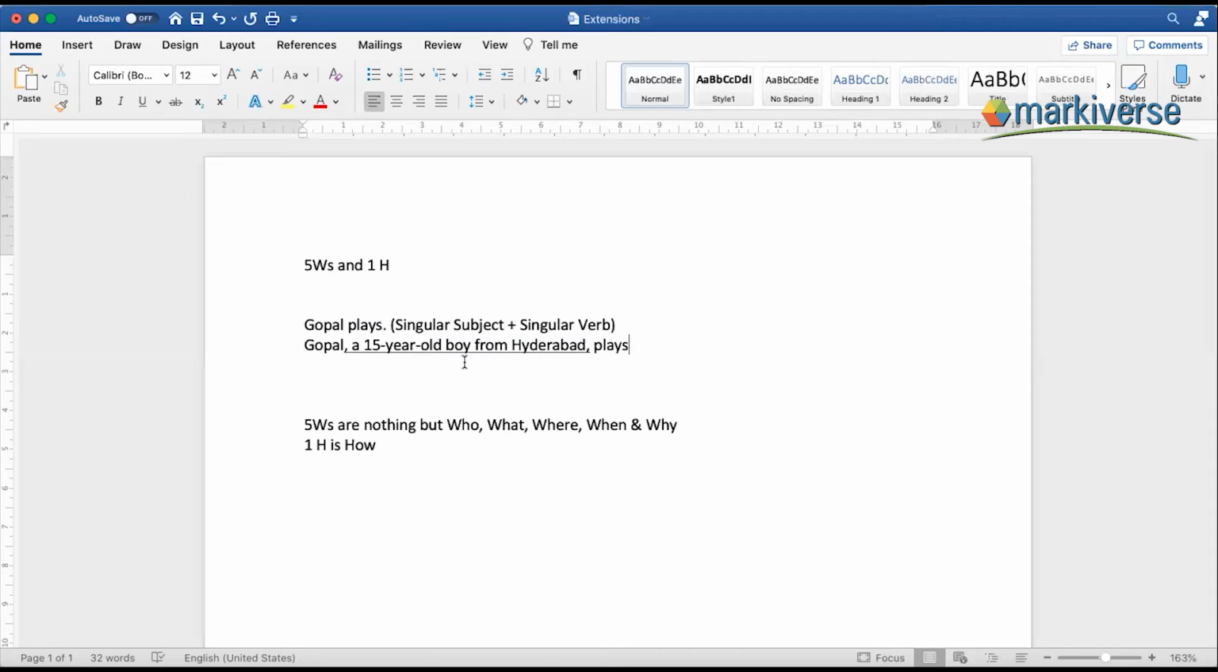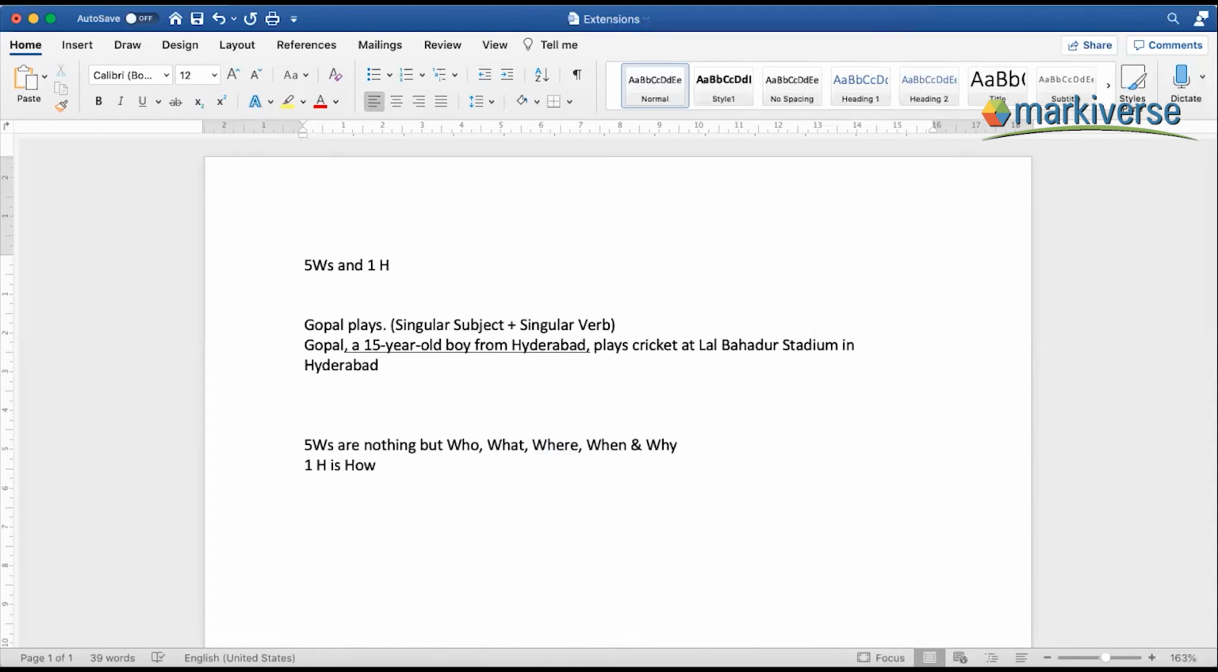And let's ask another. What does he play? If you ask this question, what does he play? Let's say he plays cricket. But where does he play cricket? This is the next question. Let's say the answer: plays cricket at Lal Bahadur Stadium in Hyderabad. Okay, so he plays cricket at Lal Bahadur Stadium in Hyderabad. When does he play? He plays cricket at Lal Bahadur Stadium in Hyderabad every Sunday.